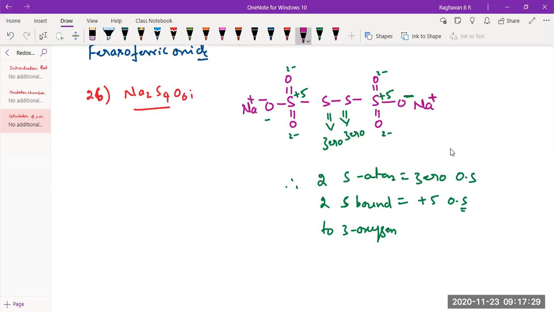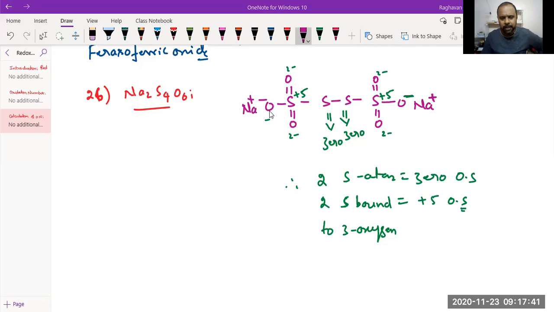Hope it is completed, done. So we should take only bonded ions or molecules, sir. This is Na plus and O minus. It is ionic interaction. And Na is plus, so O is minus. So since these 2 sulfurs are not reacting, they are taken as 0. Not that. They have reacted, that's why they are bound. Whenever sulfur is bound to sulfur, the oxidation state becomes 0 because both will share the electrons equally.